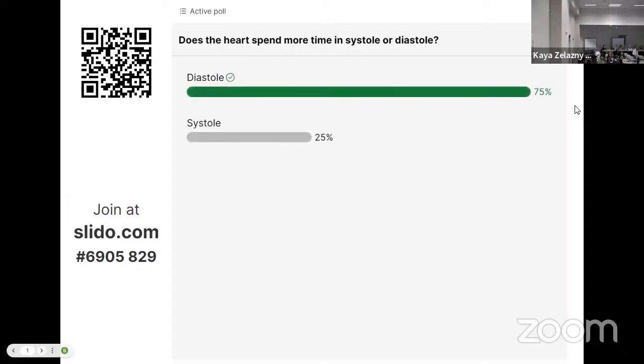Okay, good. Yes. So our heart spends more time in diastole. So diastole is that relaxation phase. And it's really important that we spend a lot of time in diastole so that the heart has time to fill and doesn't get too tired, right? So we're going to see that we spend more time in diastole.